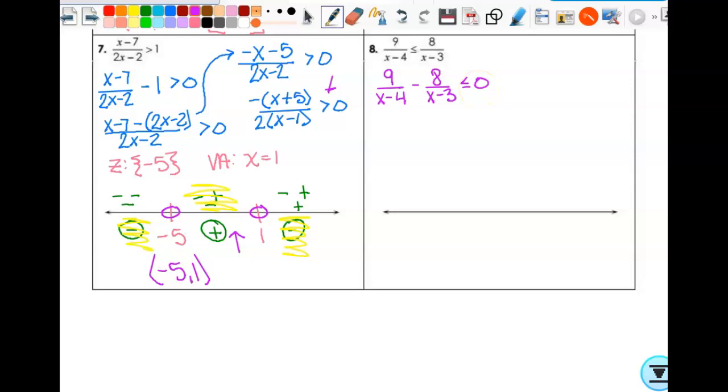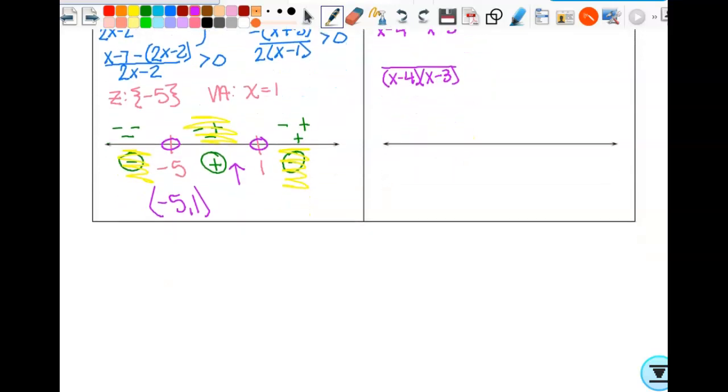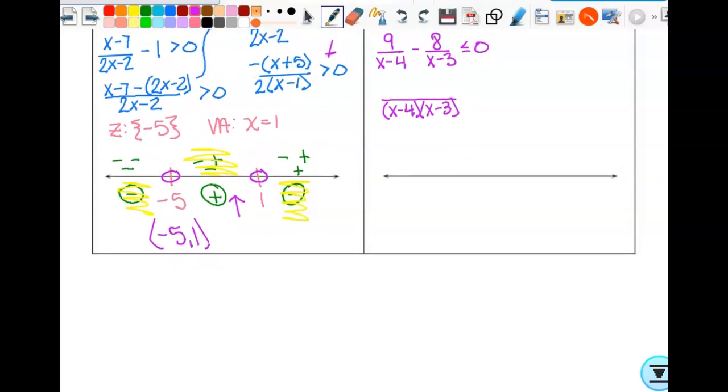I need a common denominator. I can very easily get that my common denominator would be x minus 4 times x minus 3. So I know then that this fraction has to get multiplied by x minus 3 over x minus 3, so that numerator becomes 9 times x minus 3, minus this one has to get multiplied by x minus 4 over x minus 4, so this is 8 times x minus 4 is less than or equal to 0.